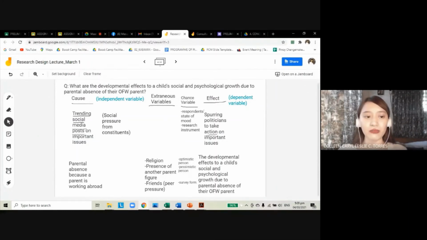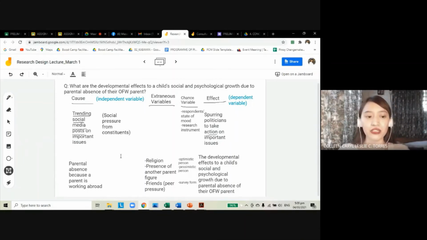Imposible gyud nga i-delete nimo ang ilang religion sa ila. Okay, naa gid na siya, di na nimo mawala, imposible na siya nga mawala. So ang buhaton usually sa researcher kay dili na niya i-delete, kay dili na man na nimo ma-delete ang ilahang experience, kay inherent naman na sa respondent. Pero ang buhaton sa researcher is to measure the impact of the extraneous variable on the child.